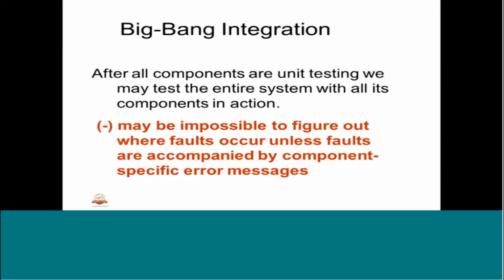okay, so a few words for Big Bang integration. After all components are unit tested, we may test the entire system with all its components in action. That is what the integration testing does. It may be impossible to figure out where faults occur unless faults are accompanied by component specific error messages. That means here we may have to take the credit of components. So what will happen is, in component testing we have some errors, right?